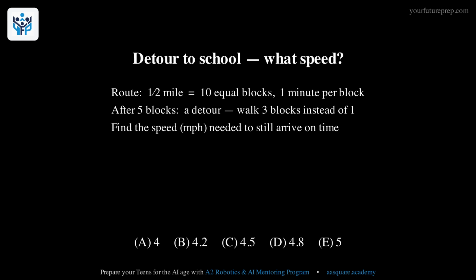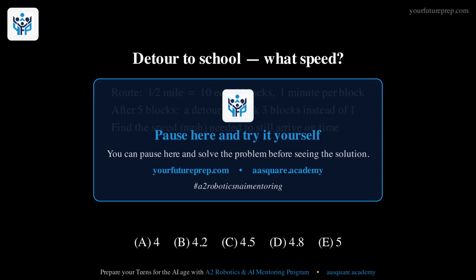Today, after walking 5 blocks, he must take a detour, walking 3 blocks of the same length instead of 1 block to reach the next corner. From the moment he starts the detour, at what speed, in miles per hour, must he walk to still arrive at school at his usual time? You can pause here and solve the problem before seeing the solution.